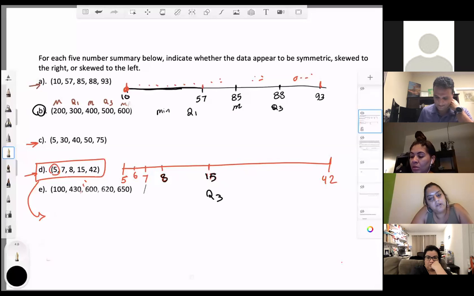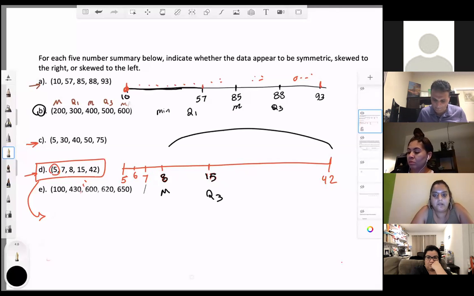8 is a median. So the 8 means it's half the data. Half of the data is going to be here and half of the data going to be there. That's another way to see it.